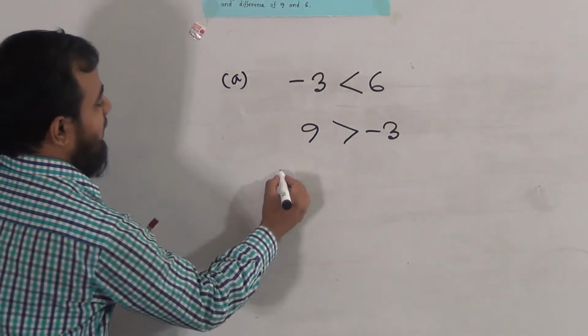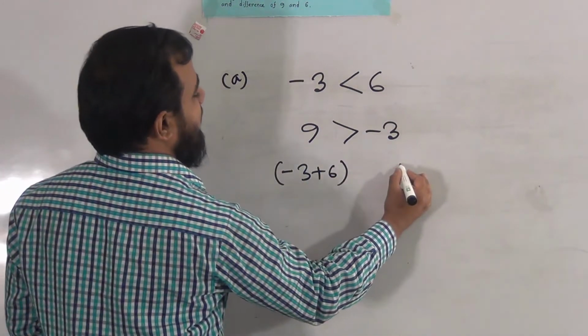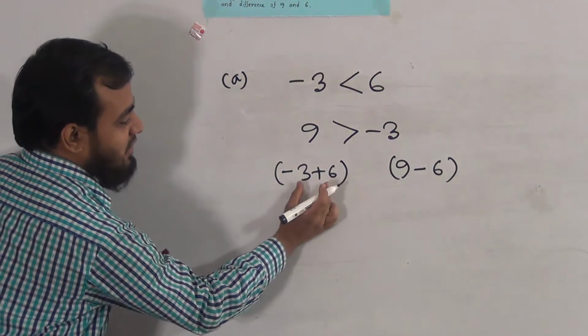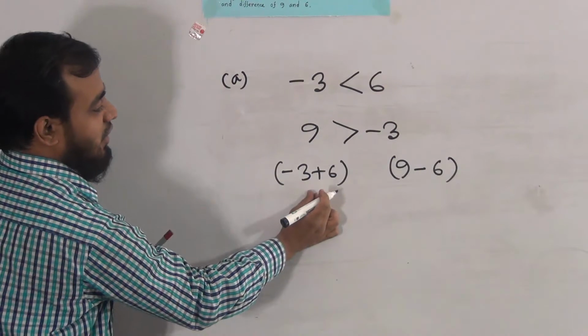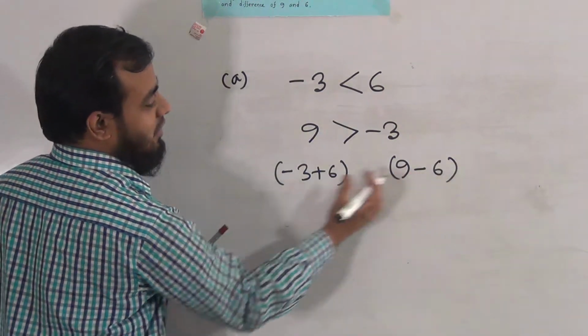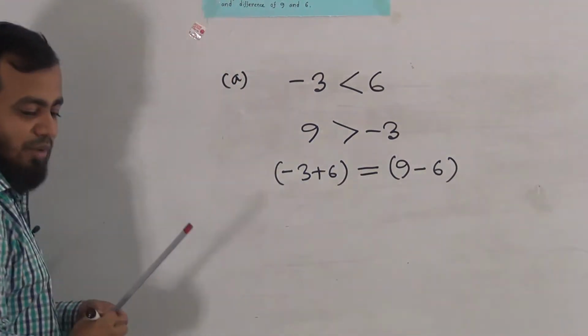Now the third one is -3 plus 6, and another number on the right side, 9 minus 6. So -3 plus 6 is equal to how much? It is equal to 3. Okay, the answer of this is 3. And on the right side we have 9 minus 6, which is also 3. That means these two are equal, so we will use the equal sign in between these two numbers.